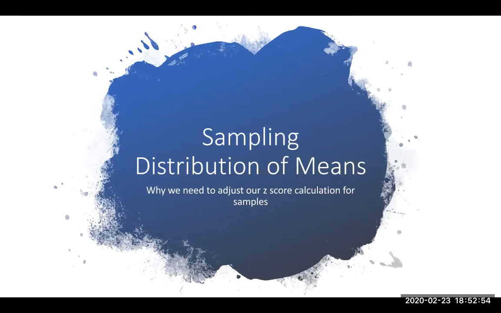Unfortunately, when we look at multiple people, it does change a little bit of what we have to do, and the z-score that we've just been using won't work anymore. So we have to come up with a new distribution of means to compare it to. This lecture is about why the distribution we were using before won't work, and why we need a new distribution.